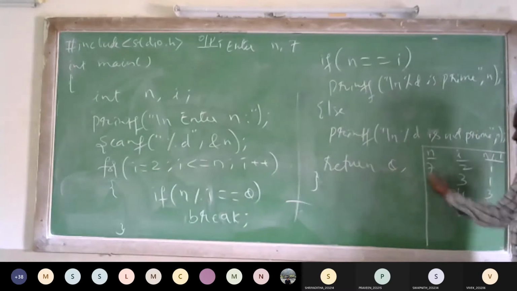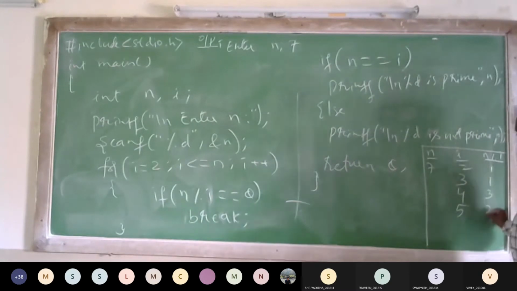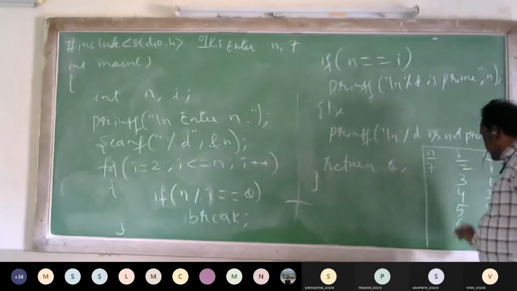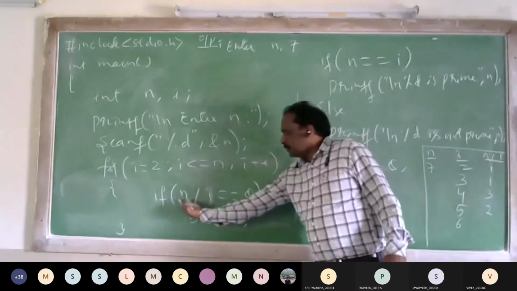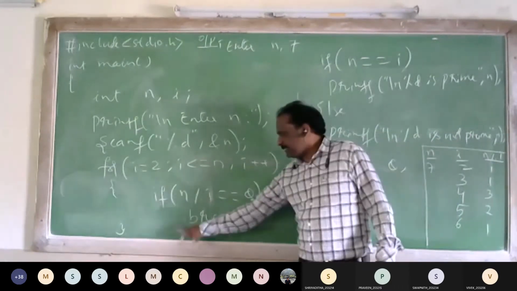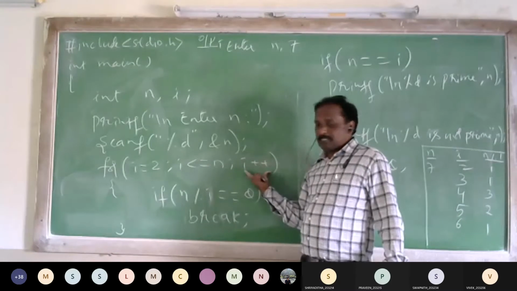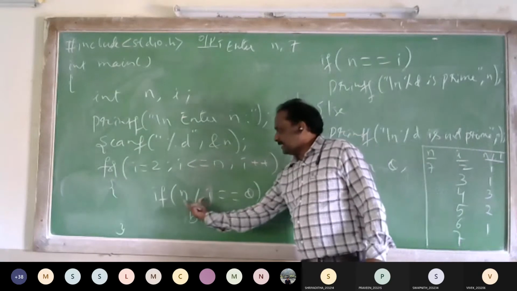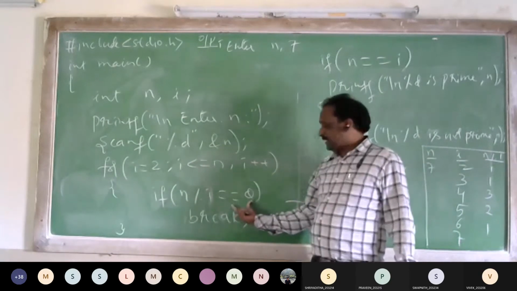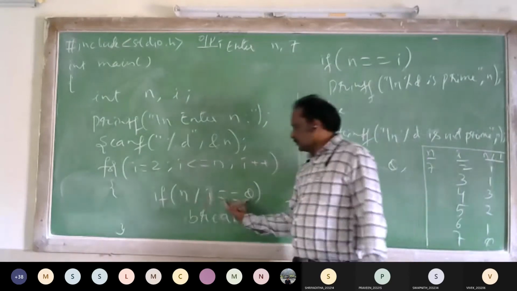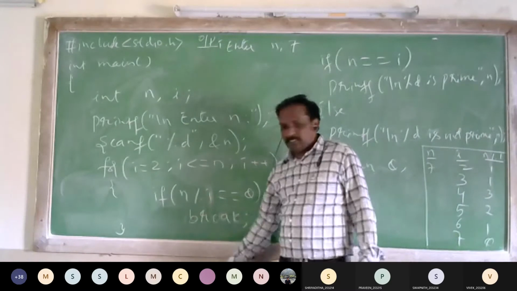5 is less than or equal to 7. 7 modulus 5, the remainder is 2. So there are no more statements. i plus plus, i is 6. 6 is less than or equal to 7, true. What is 7 modulus 6? The remainder is 1. The condition is false, which means this is not executed. Control will come here, i plus plus. The i value is 7. 7 is less than or equal to 7? Yes. What is 7 modulus 7? It is 0. Then this condition is true. Break. Break means you are coming outside.